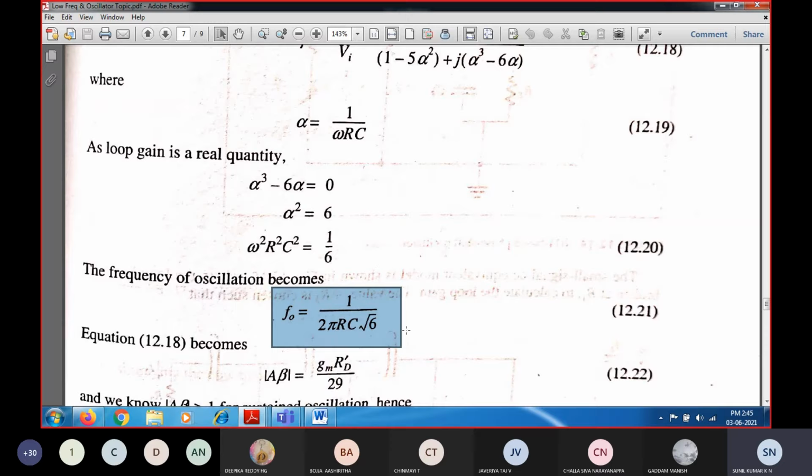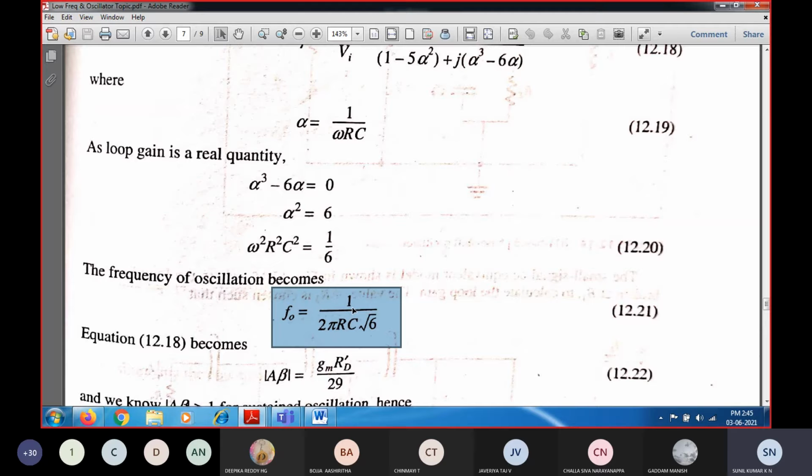So 3 corresponds to the number of R and C sections. So 2 into 3, or 2n. So I can simplify this expression for the frequency of oscillation of a FET based phase shift oscillator as 1 by 2 pi RC into square root of 2n. So 2n, n corresponds to the number of RC sections that have been connected in the feedback network.